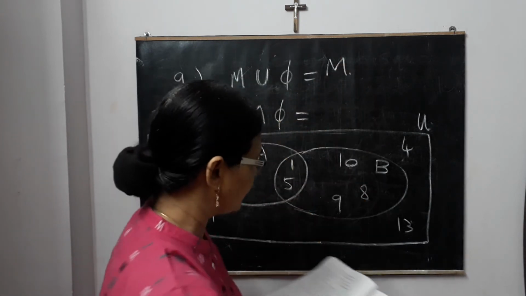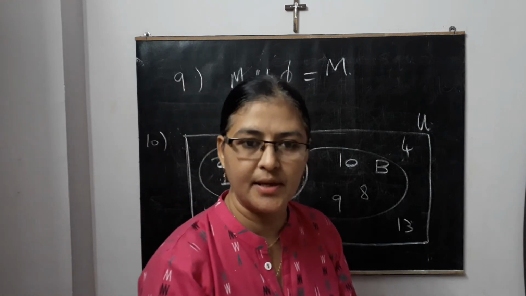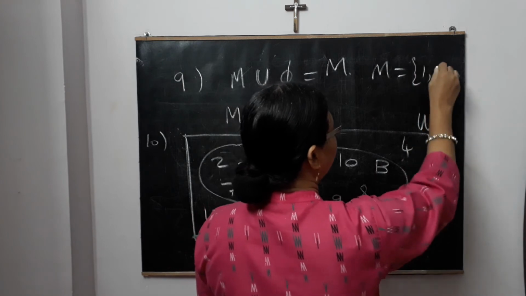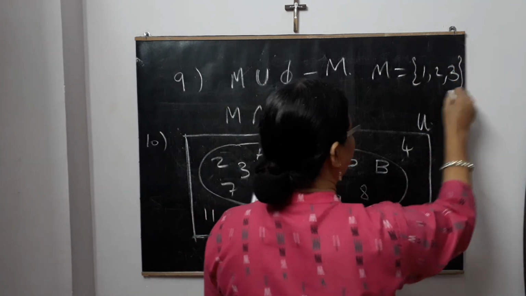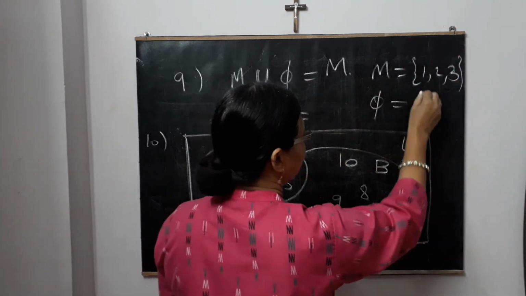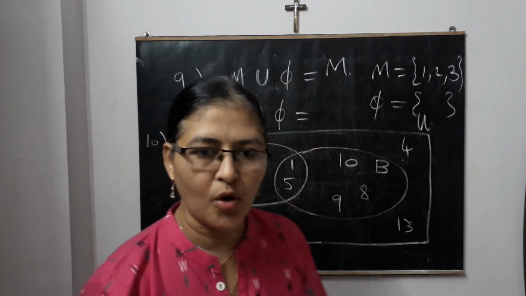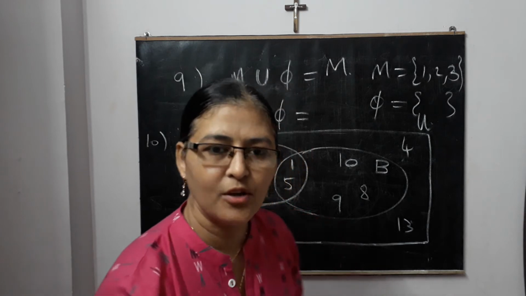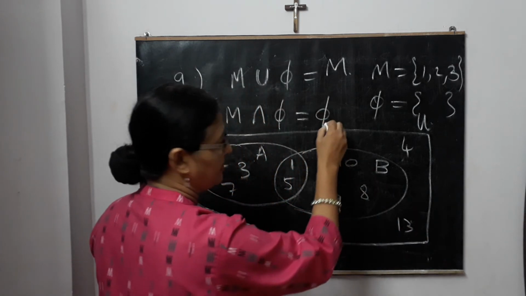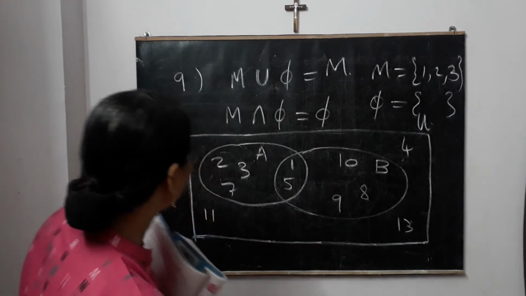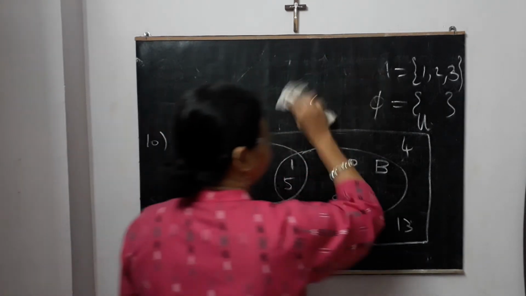Now if you take the intersection, they have asked M intersection null set. Suppose M is a set like this, 1, 2 and 3, and the other is a null set, empty, nothing. If you take the intersection, what is common? There is nothing common. So nothing common means the answer is null. Okay, this is the symbol for the empty set or null set. Now we go to the 10th question.